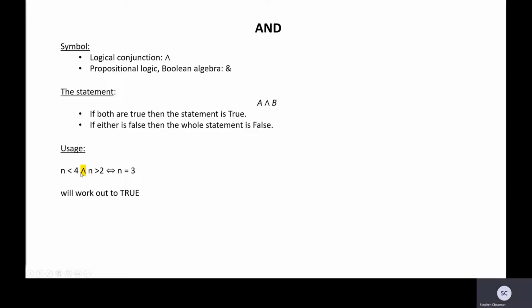So here's the AND sign. On the left-hand side, it says 3 is less than 4. And 3 is greater than 2. Well, yes, this side is true, it's less than 4. This side is true, it's greater than 2, therefore the statement is true.